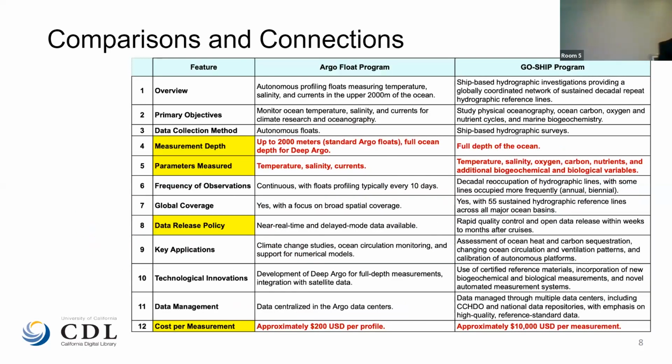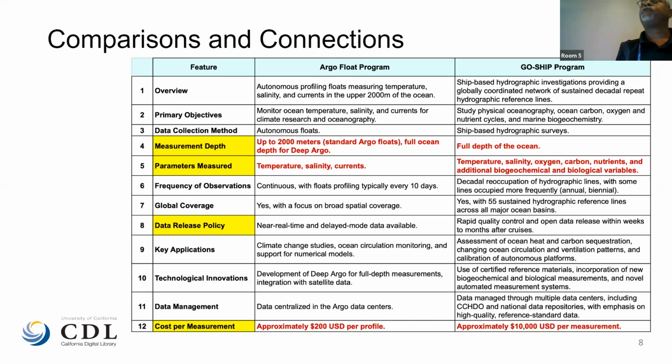Okay, so here's a comparison chart, and I really don't expect you to be able to read all of it, although you'll be tested on it in just a second. But the stuff in yellow is probably the things to highlight that should get the juices going in your head about what the challenges might be. For instance, the measurement depths are different. One can go to the bottom of the ocean routinely or pretty close. The other can only go down to 2,000 meters with most of the instruments out there.